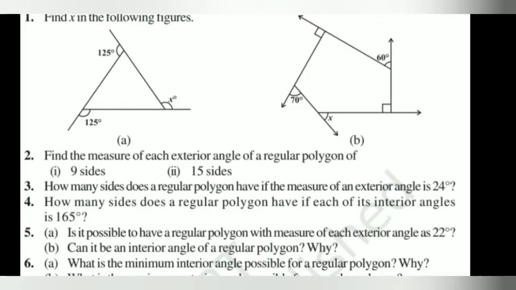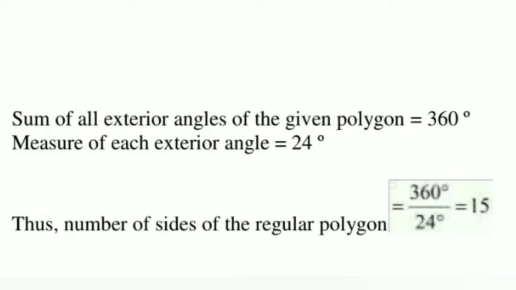How many sides does a regular polygon have if the measure of an exterior angle is 24 degree? See the solution. Sum of all exterior angles of the given polygon is equal to 360 degree. So measure of each exterior angle is equal to 24 degree. This thing is given. So number of sides of the regular polygon is equal to 360 degree upon 24 degree. So number of sides are what? 15. See the question number 4.